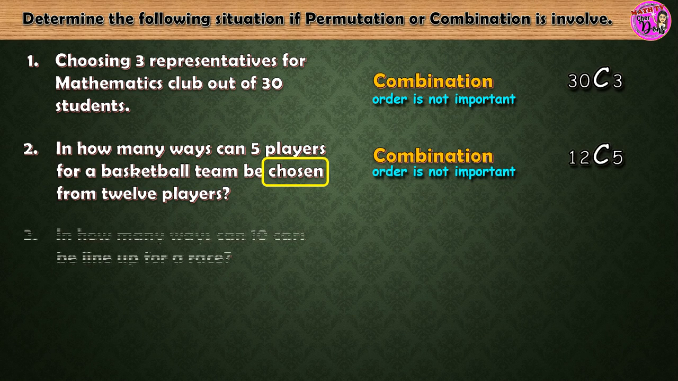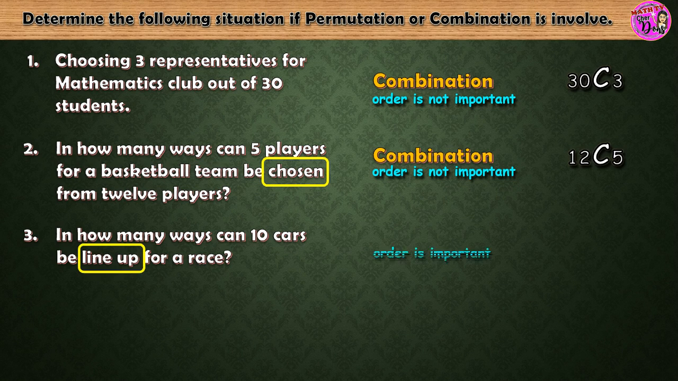For number 3, in how many ways can 10 cars line up for a race? Since 10 cars will be lined up, changing the order will create another arrangement. So, order is important. It involves permutation. It can be solved as permutation of 10 objects taken 10 at a time.